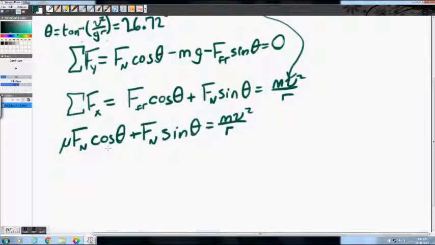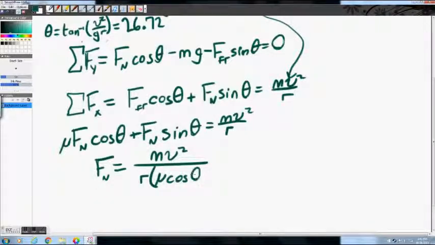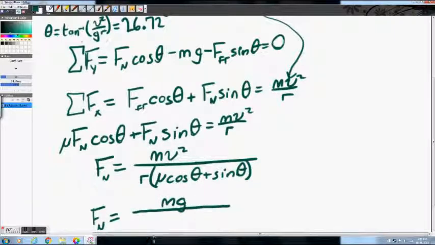Now, based upon this is the force diagram for this. So let's do the y first. Okay, so moving on. Fn cosine theta minus mg minus the force of friction times sine of theta equals 0.